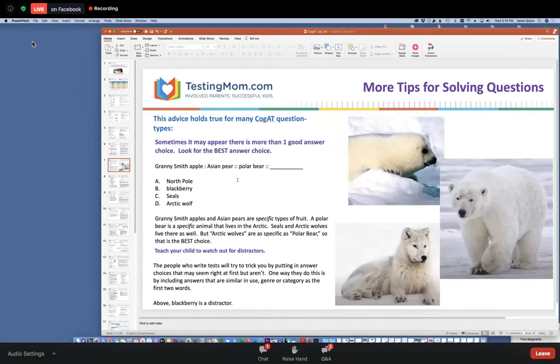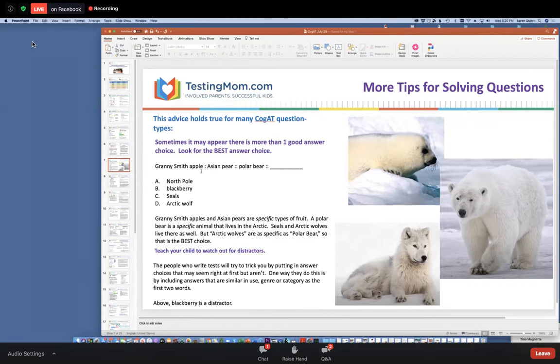And I wanted to point out, and this is an example, I'm using the analogies here, but I want to point out something that applies to all tests and the whole test, which is sometimes it's going to appear that there's more than one answer choice, but you're always looking for the best answer choice. So here's an example. Granny Smith apples are to Asian pears as a polar bear is to what? And we've got the North Pole, blackberry, seals, and the Arctic wolf.